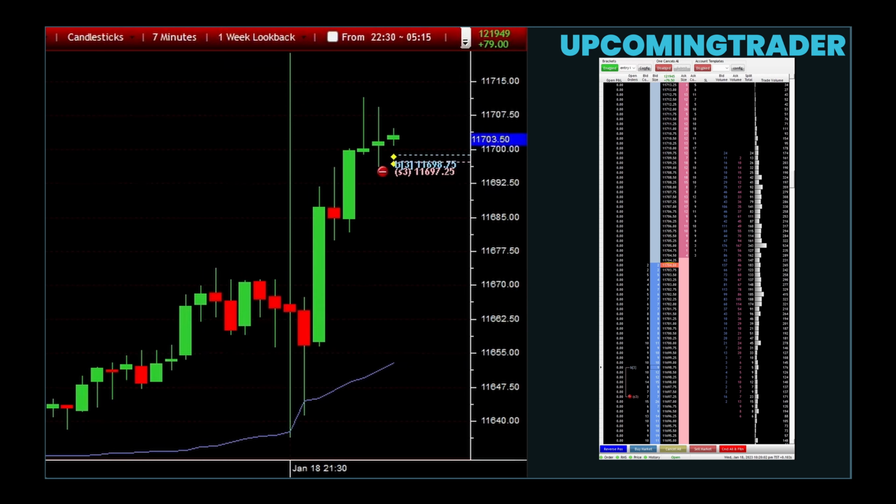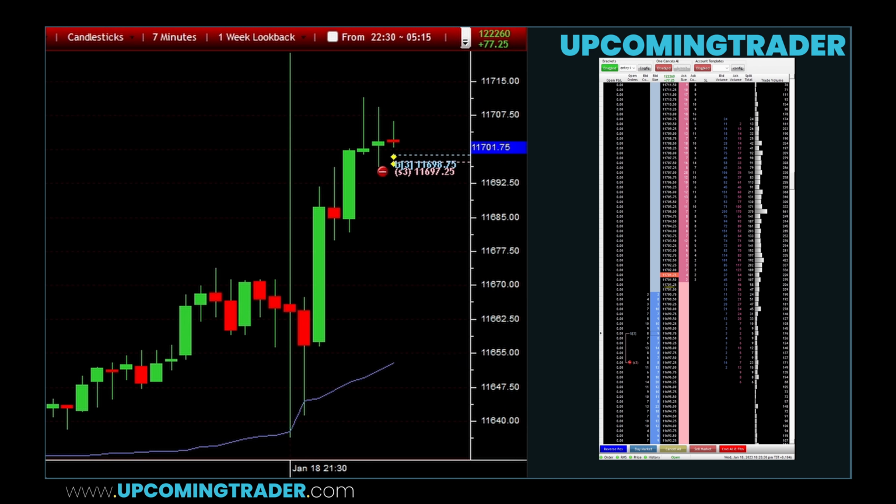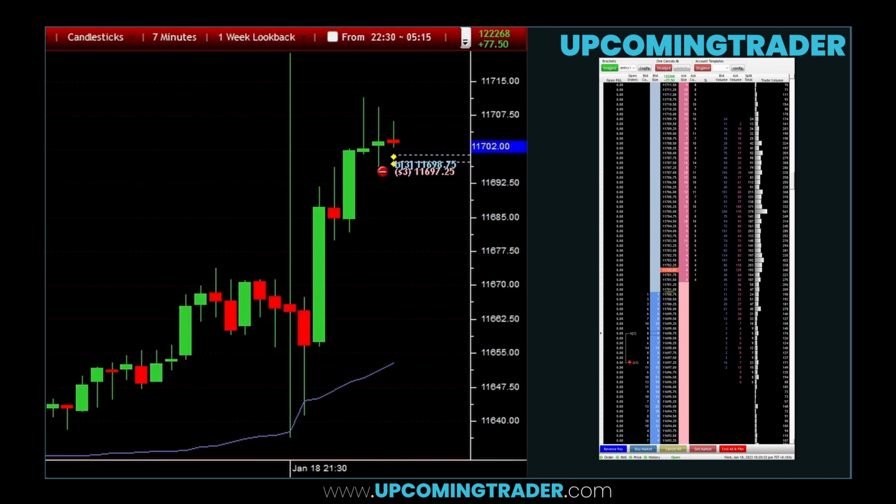Flags are short-term continuation patterns that form after a sharp price movement called the flagpole. The price then consolidates within a small, rectangular range, which forms the flag. When the price breaks out of this consolidation range, it often continues in the direction of the initial move, resuming the trend. Understanding these chart patterns, along with volume indicators, provides a more complete picture of market sentiment.